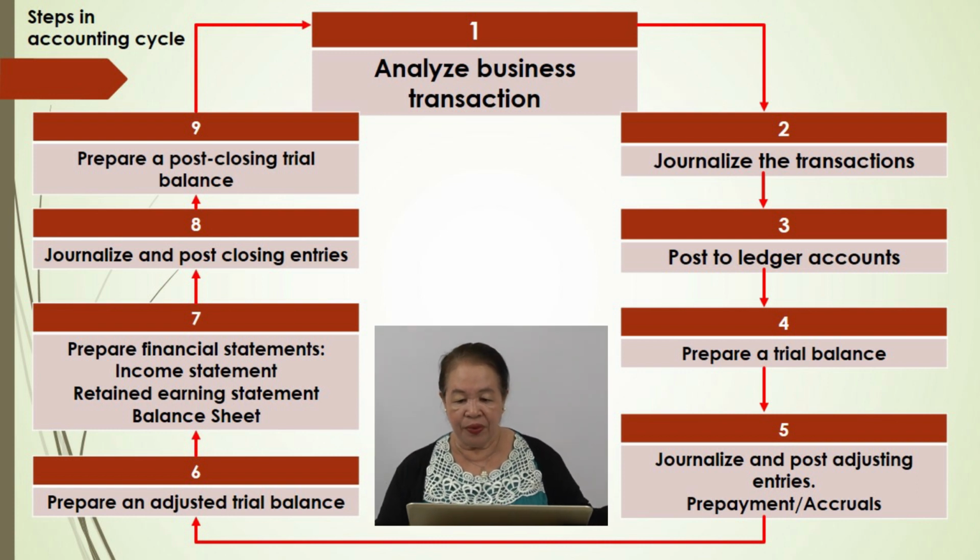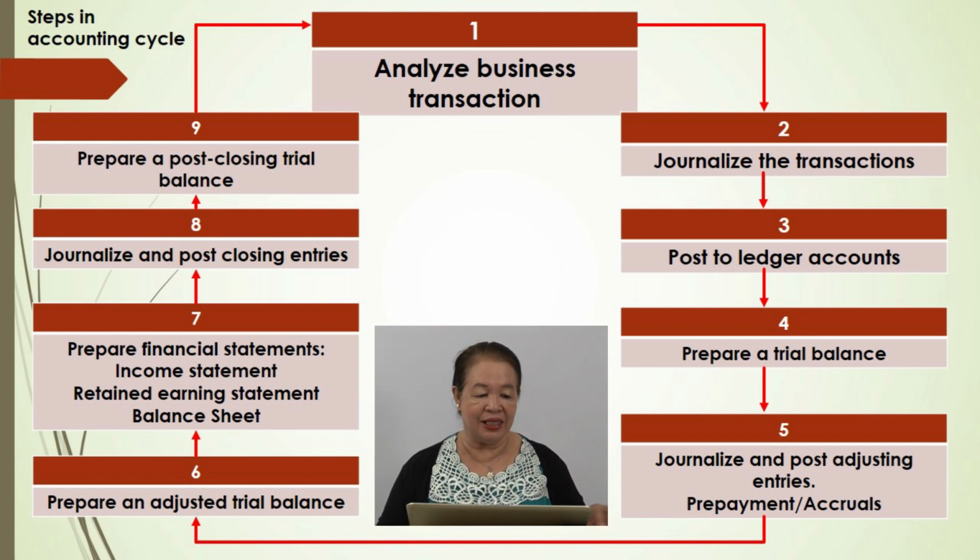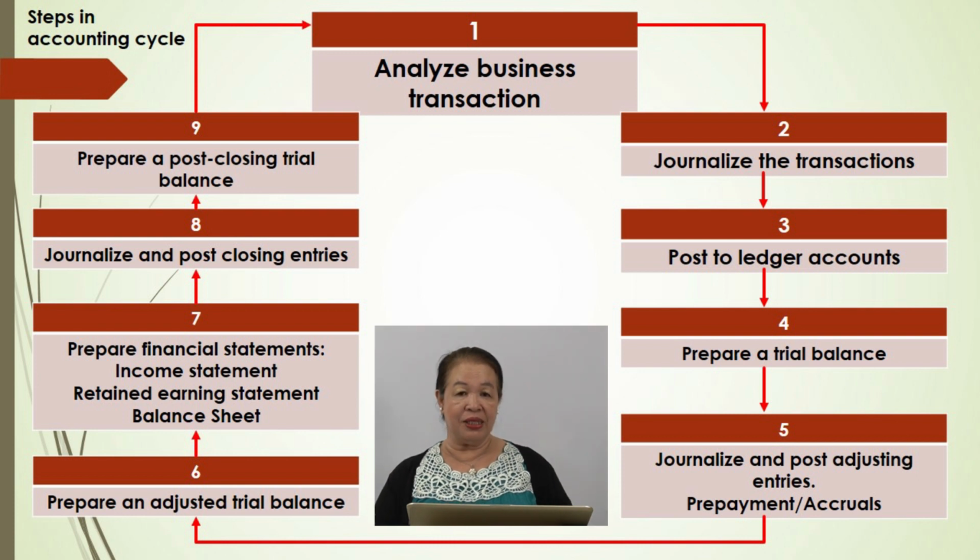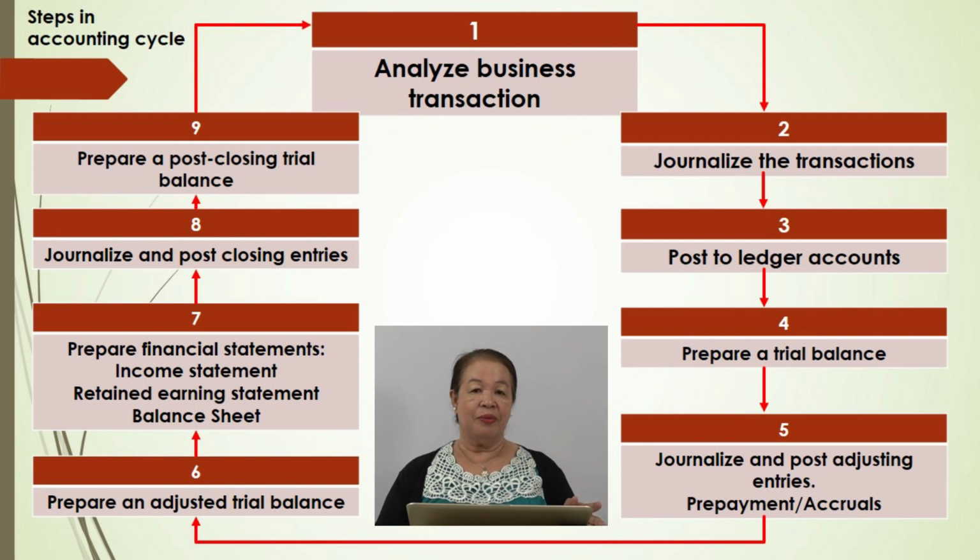And then, journalize and post na adjusting entries. Yung isang video natin is about adjusting entries. Paano natin i-journalize? So, we start with the journalization and then posting sa ledger. And then, we prepare the adjusted trial balance. So, ibig sabihin, nakapag-adjust na tayo, i-adjust din natin yung ating trial balance. And then, prepare the financial statements, income statement, retained earnings statement, and then the balance sheet.